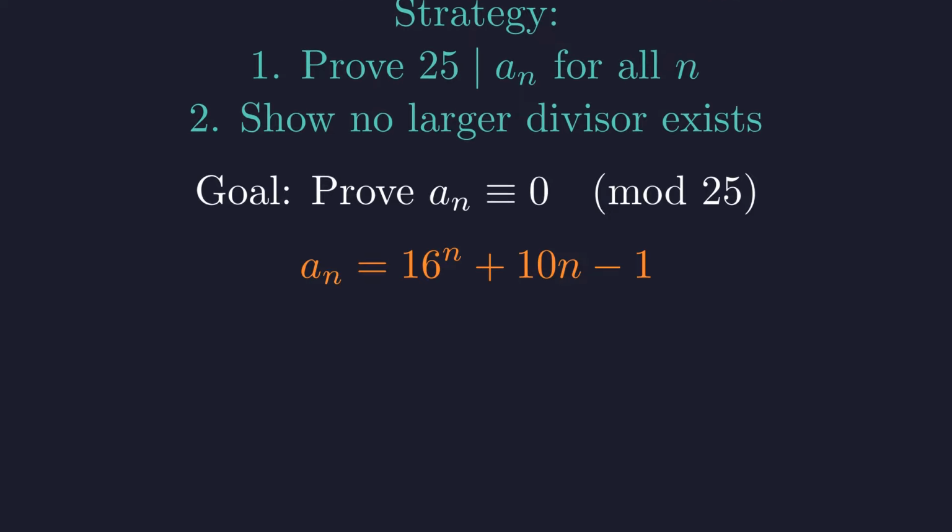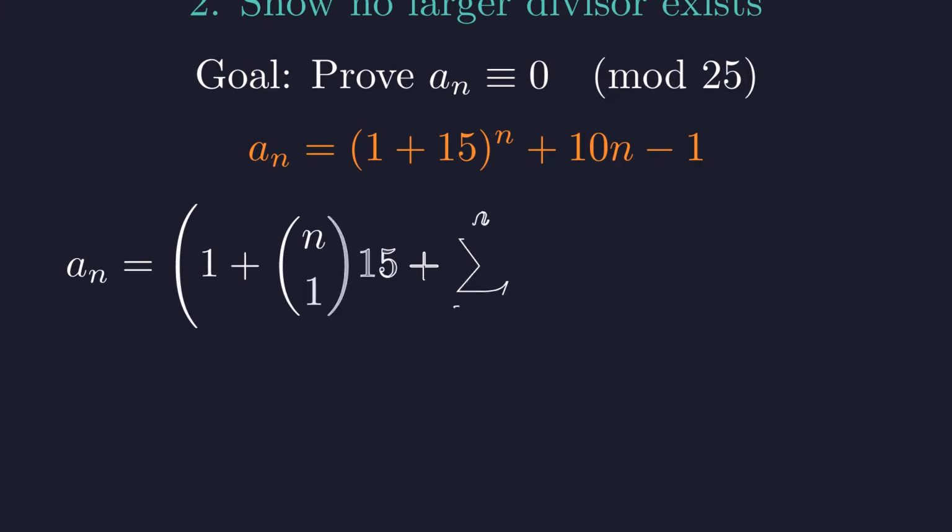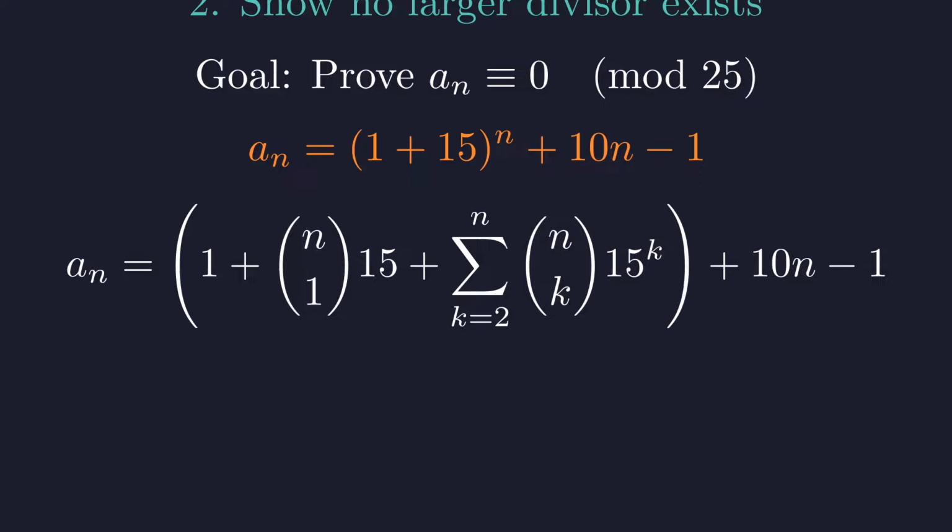The key is to rewrite 16 as 1 plus 15, which is ideal for the binomial theorem. This gives us 1 plus 15 to the n plus 10n minus 1. Now, let's expand this term using the binomial theorem. The expansion is 1 plus n choose 1 times 15, plus the sum of all higher-order terms from k equals 2 to n. Let's analyze this summation.